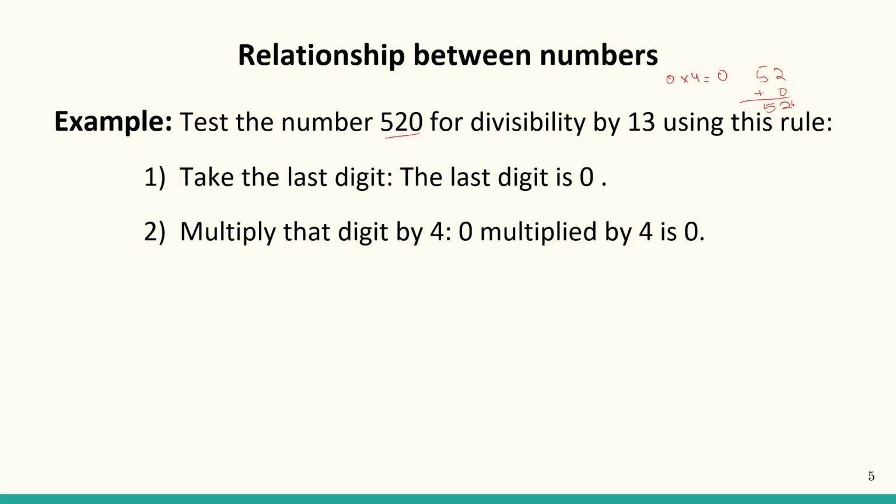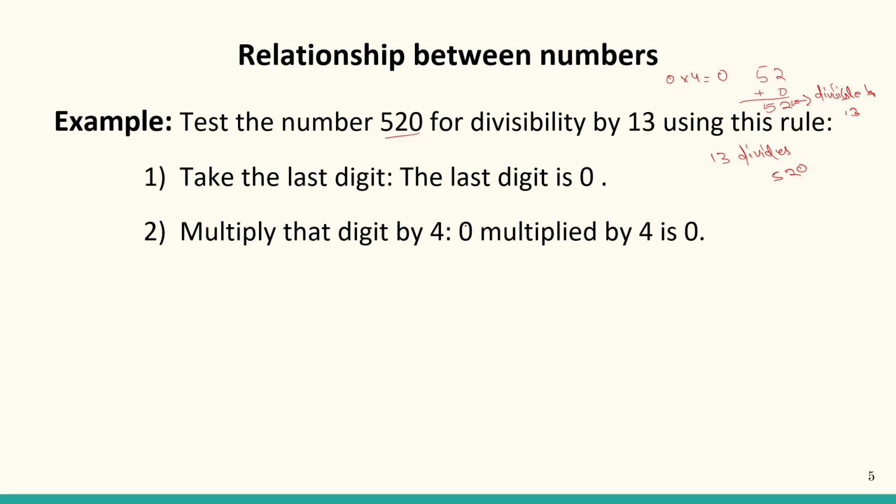Since this is divisible by 13, this implies that this is divisible by 13. So what we can say here is 13 divides 520. Okay, and the remainder will be 0.